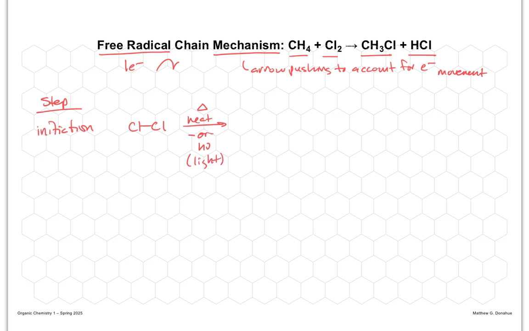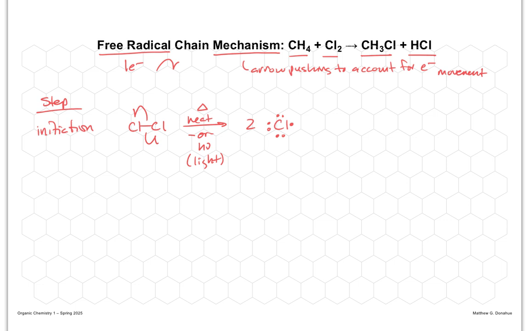And so that's going to cleave that sigma bond. We know that a sigma bond has 2 electrons. Each chlorine is going to get 1 of them. So that generates 2 chlorine radicals. Keep in mind that the chlorine still has its 3 lone pairs. So overall, if you calculate the formal charge, the chlorine is neutral. It has no charge on it. So that's one type of step.